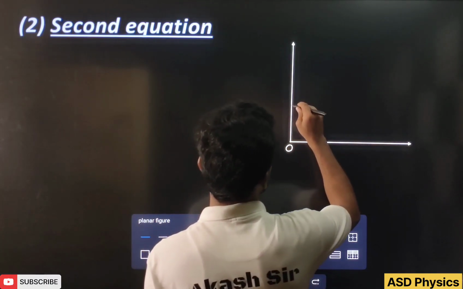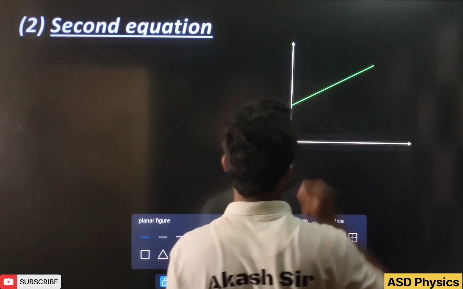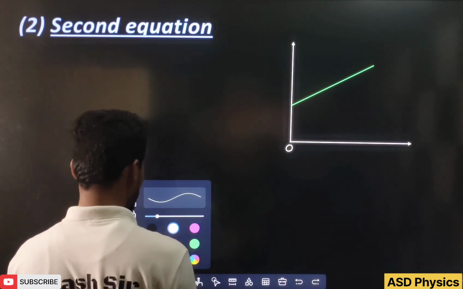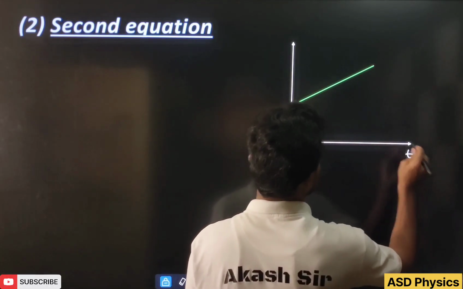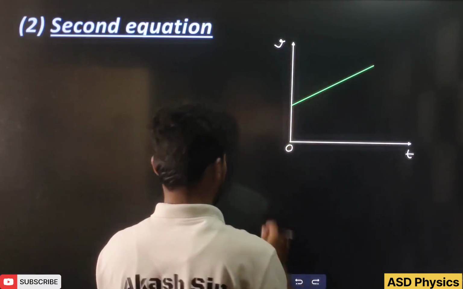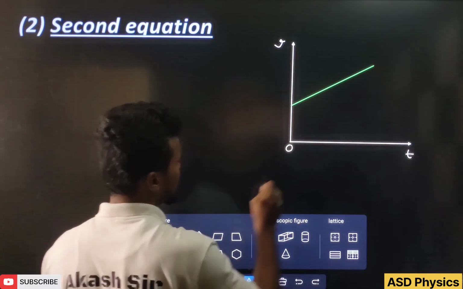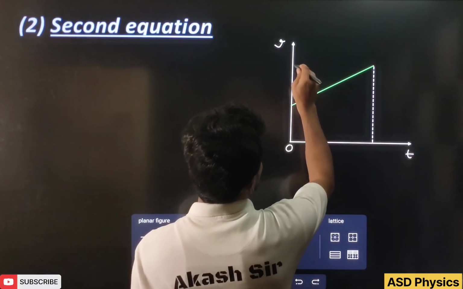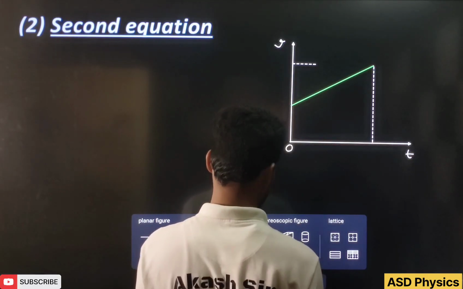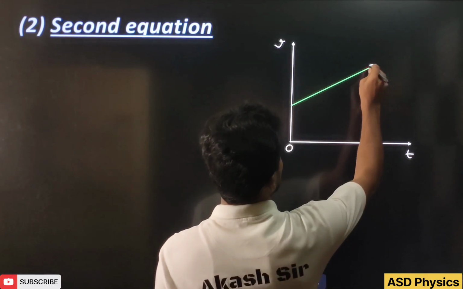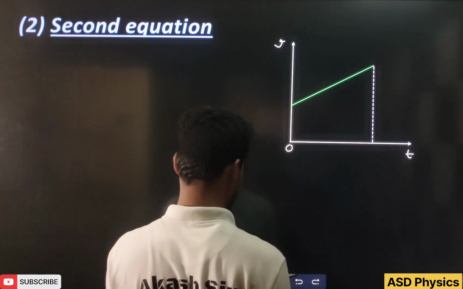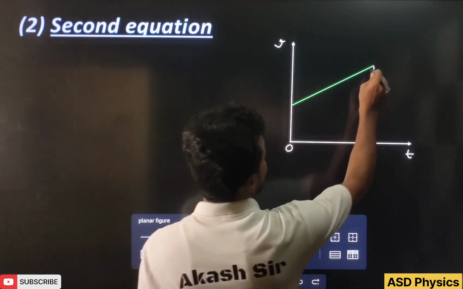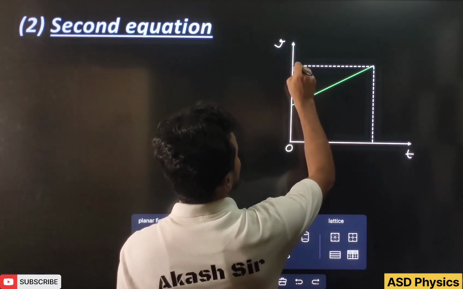One straight line here. We have the option to draw a very straight line, so we can draw it here. See here, this is t, this is v. Okay, and after that, let me write here.